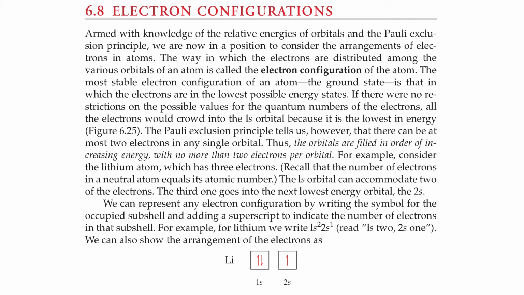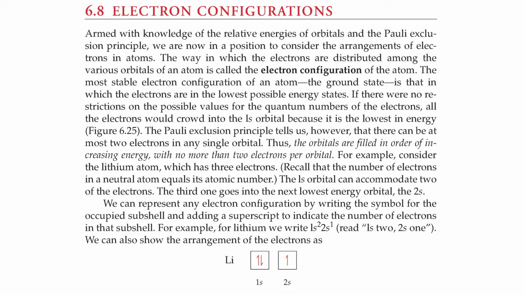6.8 Electron Configurations. Armed with knowledge of the relative energies of orbitals and the Pauli exclusion principle, we are now in a position to consider the arrangement of electrons in atoms. The way in which electrons are distributed among the various orbitals of an atom is called the electron configuration of the atom. The most stable electron configuration of an atom, the ground state, is that in which the electrons are in the lowest possible energy states.